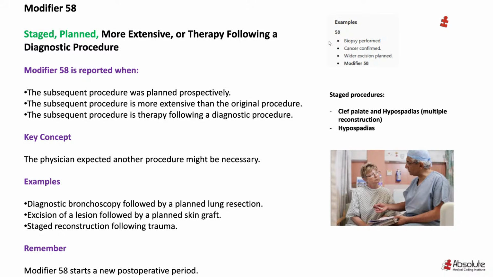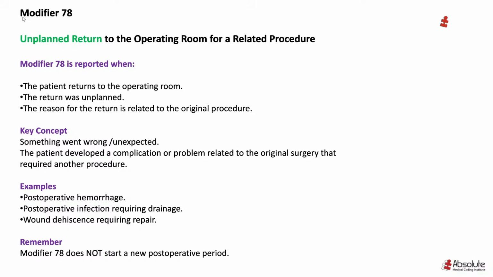Now that we know what modifier 59 is, the opposite of 58 is modifier 78. All right. So modifier 78, the key words are unplanned return to the OR for a related procedure. So you're in the post-operative period, you're in the global period, then you have an unplanned return. That patient's returning to the OR.